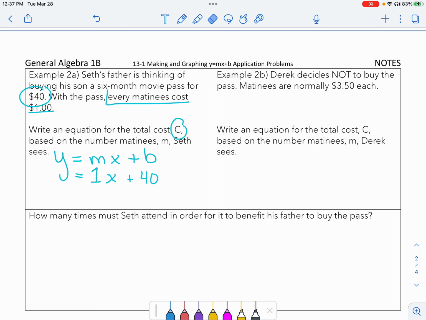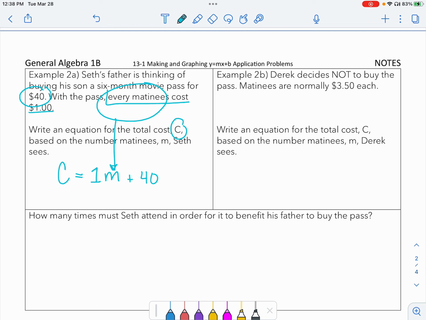So instead of having a y in the front, and I'm going to get rid of this so I can see better, they want a c in the front. Based on the number of matinees, that's m, that goes right here. So it said every matinee, that's what they want to have the 1. The 1 goes with that variable m.